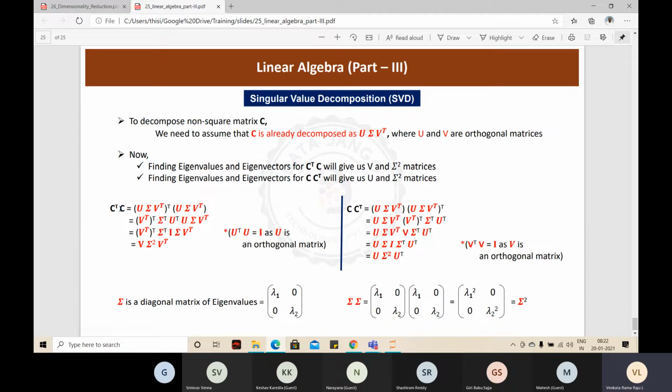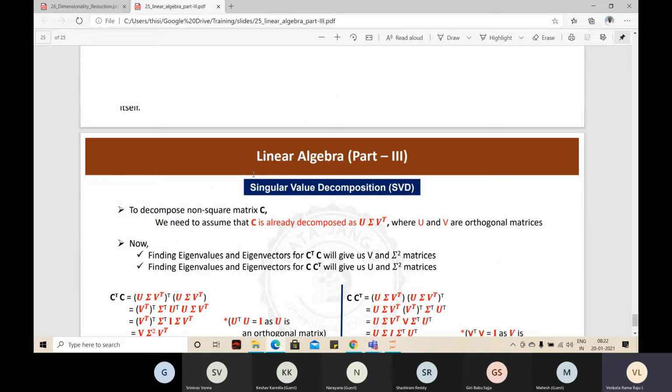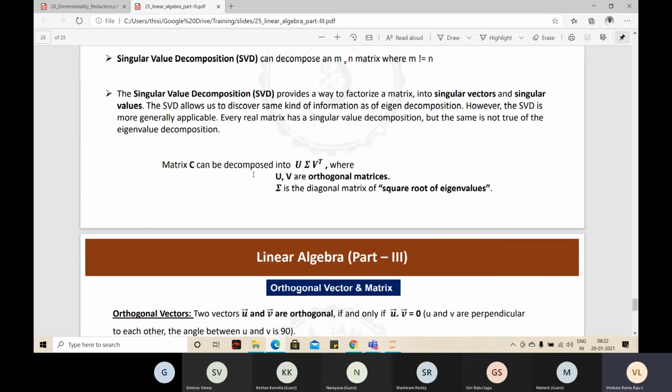But singular value decomposition can take any matrix and decompose it. In PCA, the major requirement is that the matrix should be square. So to bring it down to a square matrix and get a meaning for the matrix, we took the covariance matrix C transpose C. But in most cases, the matrices are rectangular. So SVD can handle any matrix. That's the theory.